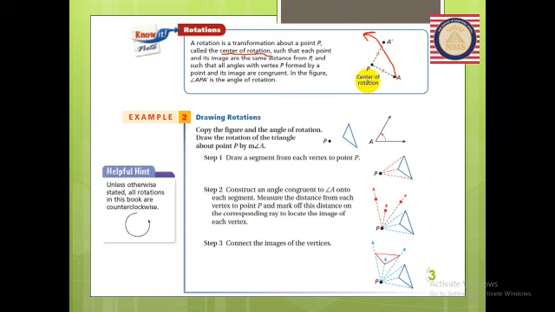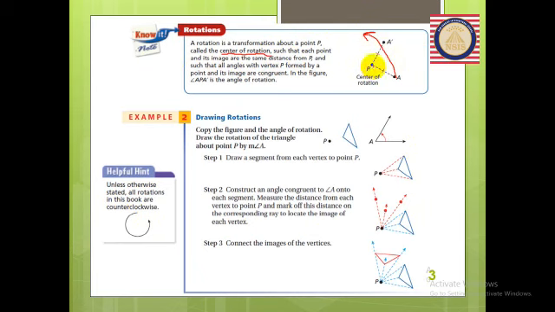Do you see this direction? What's this direction? It's counterclockwise. And take care of this hint: unless otherwise stated, all the rotations in this book are counterclockwise. So all rotations are counterclockwise, or anti-clockwise, such that each point and its image are the same distance from B. Again, B is the center of rotation, so as if I'm going to make a circle.